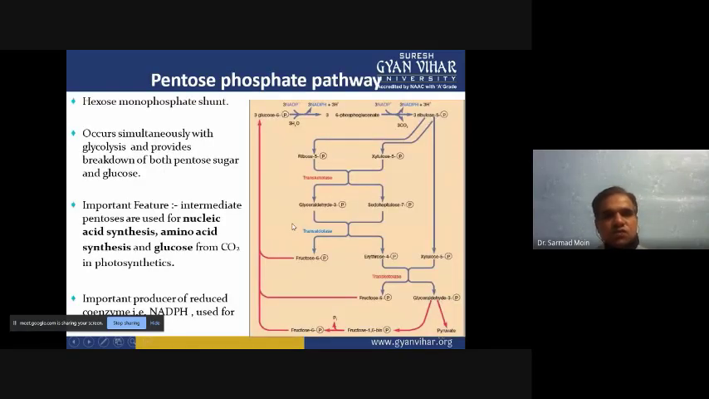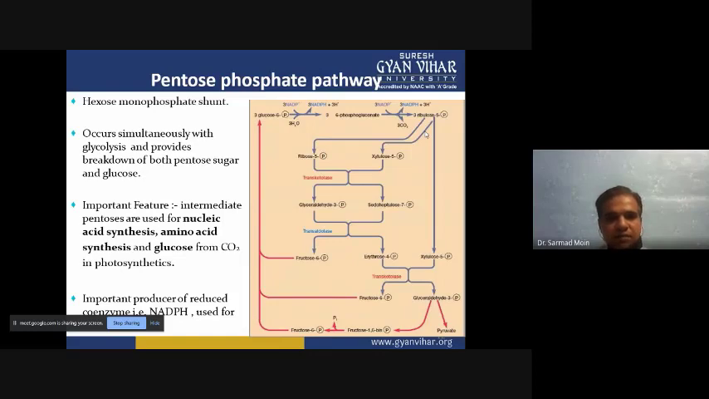So in the pentose phosphate pathway, what is there? Hexose monophosphate shunt is also called the pentose phosphate pathway, and it occurs simultaneously with glycolysis and provides breakdown of both pentose sugar and glucose. So it is another pathway where the pentose sugar or glucose is broken down and utilized to produce the energy. Okay, so what important feature is there?